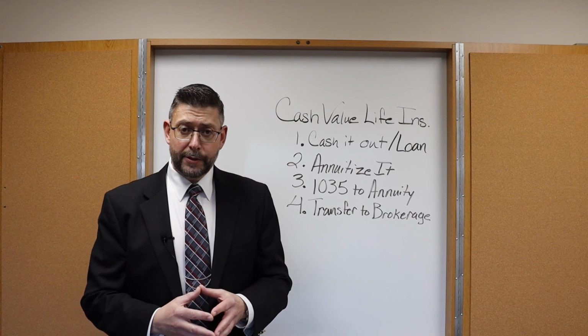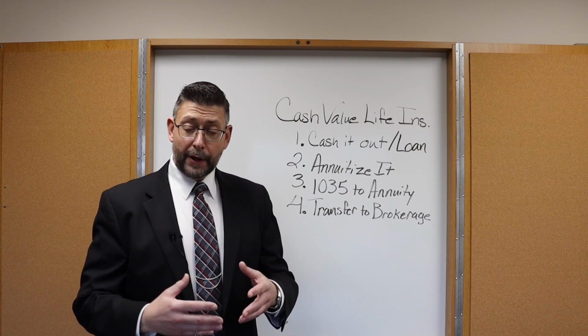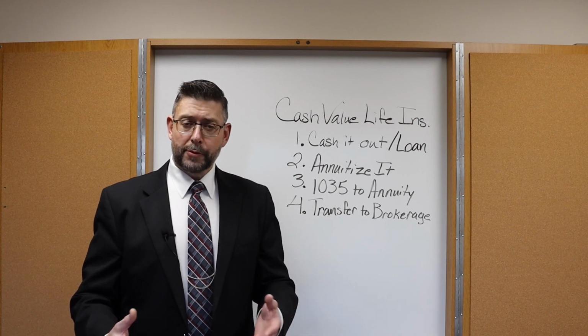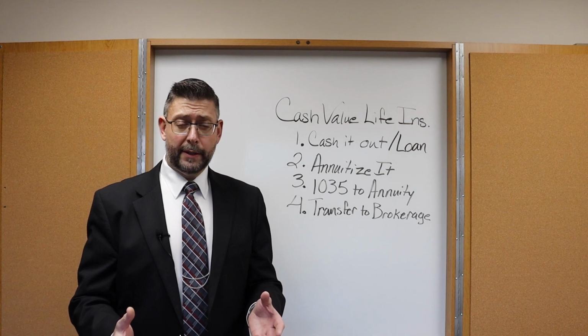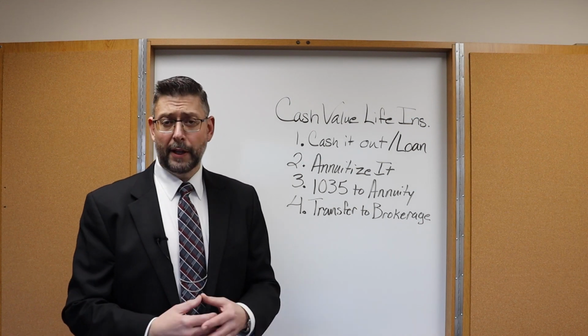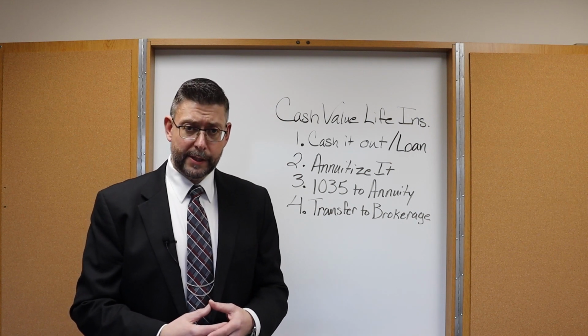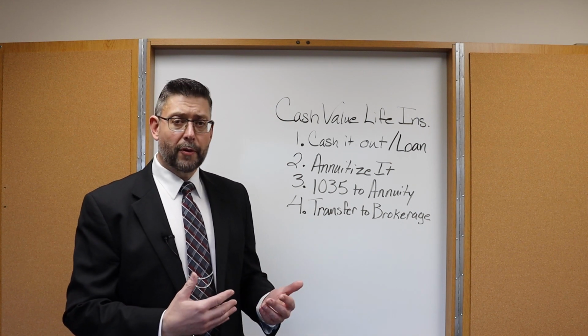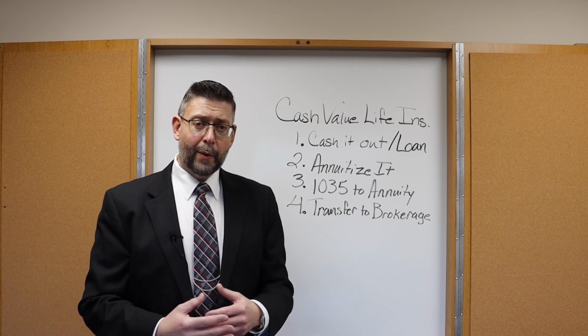Now, the first thing that we need to keep in mind is that permanent policies are very diverse. There's whole life insurance policies, there's variable universal life policies, there's indexed universal life policies, and then there's just interest-sensitive universal life policies. By and large, everything that you're going to learn today is going to apply to all 4 of those. So what is option number 1?